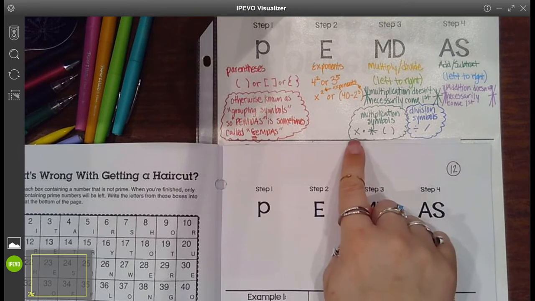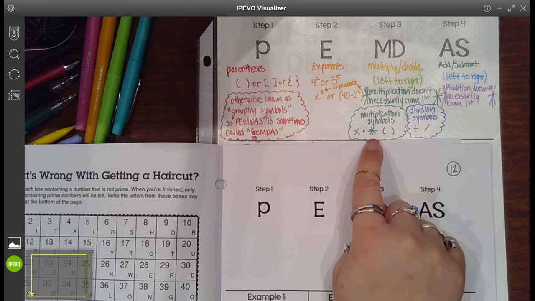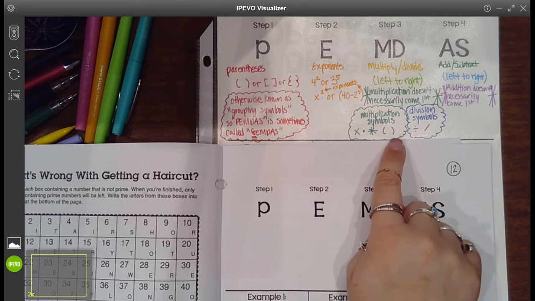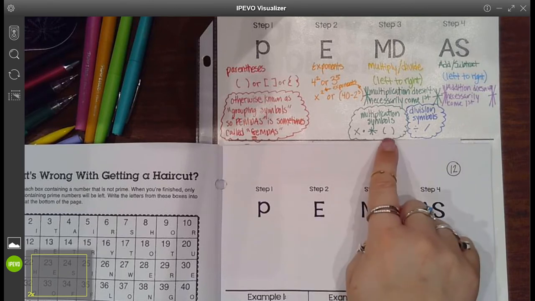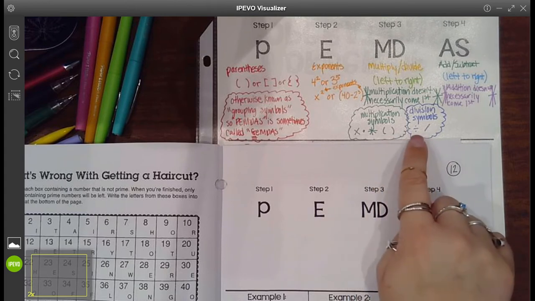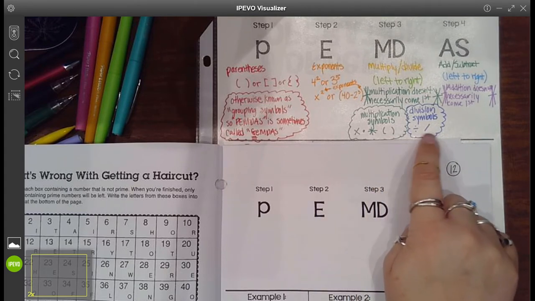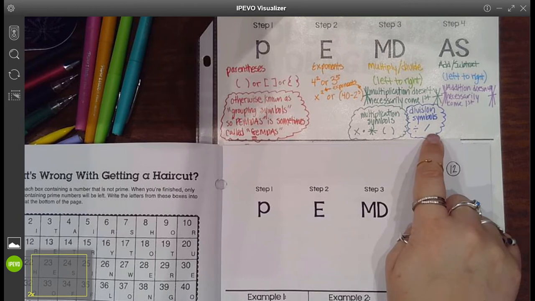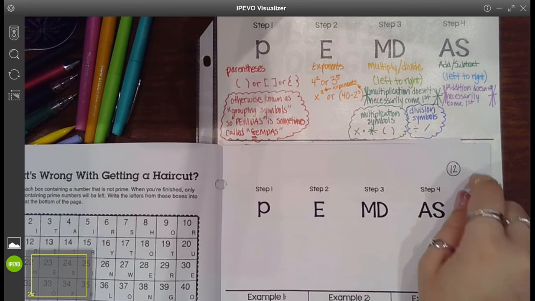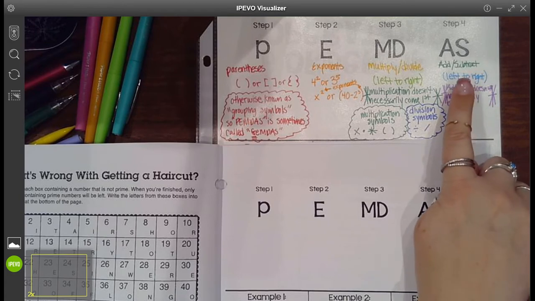Sometimes you'll see multiplication symbols that look like just an X or a dot. You'll see that little star. Or you could have 4 parentheses and a 2 inside the parentheses. That would be 4 times 2. All of these are multiplication symbols. Division symbols are either the division sign or a fraction, where it's the top divided by the bottom number. And then finally, the last thing you do is add or subtract.